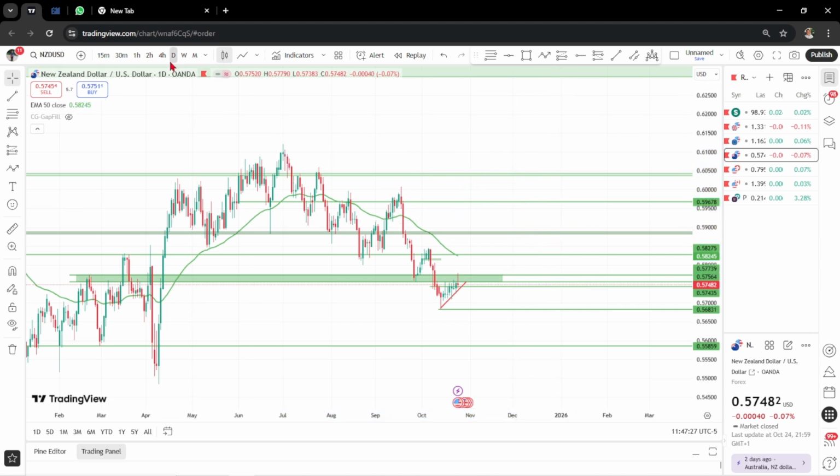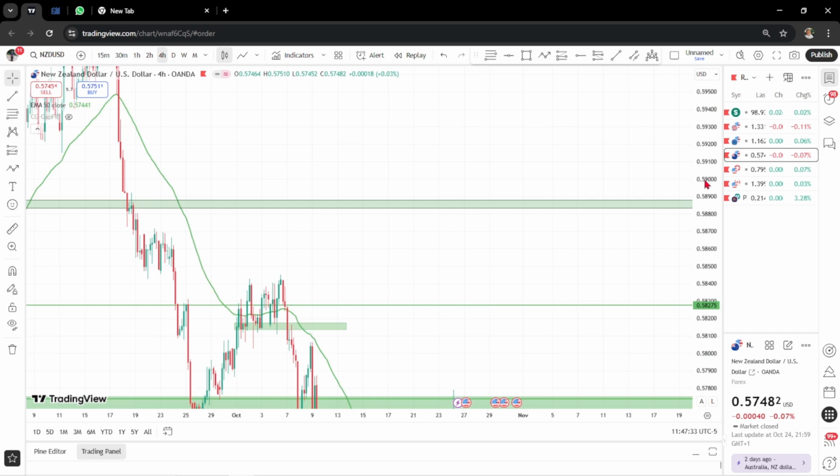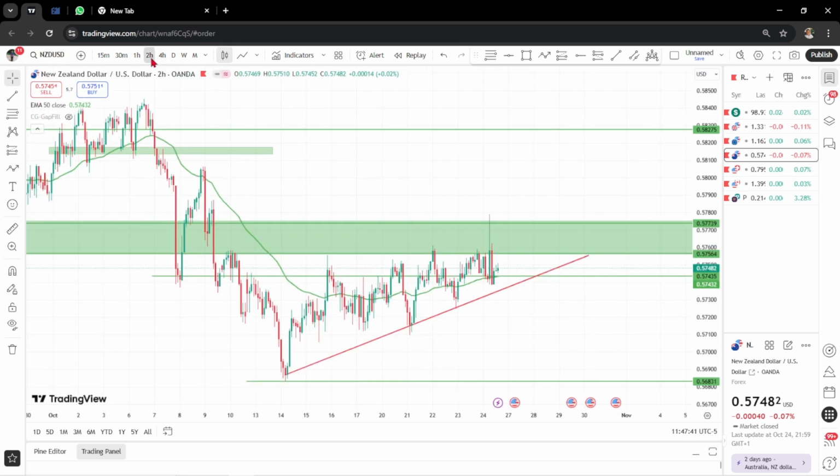Now on the 4 hour time frame, I wait for the market to come and create something around head and shoulder around this area. It is forming a head and shoulder. If you go to the 2 hour time frame, you will see what I'm talking about very well. Now this is the left shoulder.